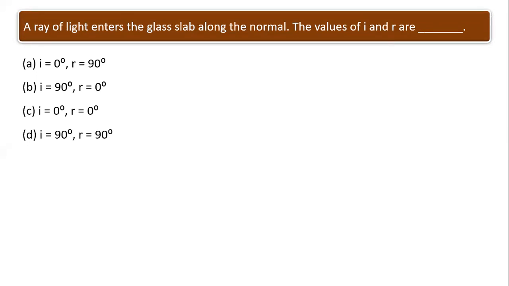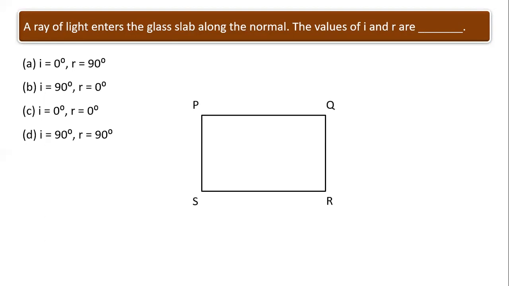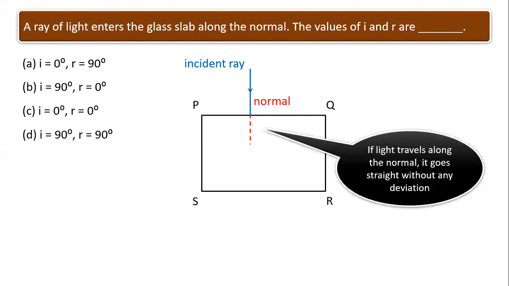So now let us understand the question with the help of a diagram again. Again, I take a glass slab. A ray of light enters the glass slab along the normal. So let this be the normal, and a ray of light is entering the glass slab along the normal. Now we have studied this in theory that if light travels along the normal, then it will go straight without any deviation. So this ray of light will go straight. There will be no refraction.